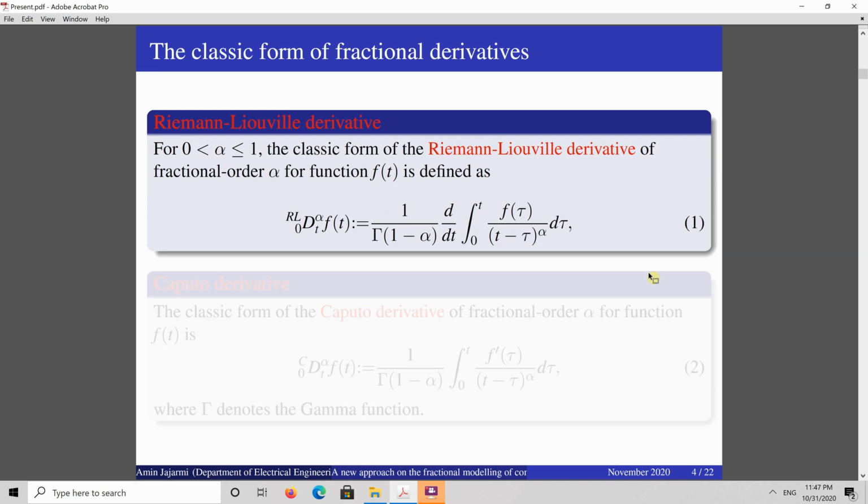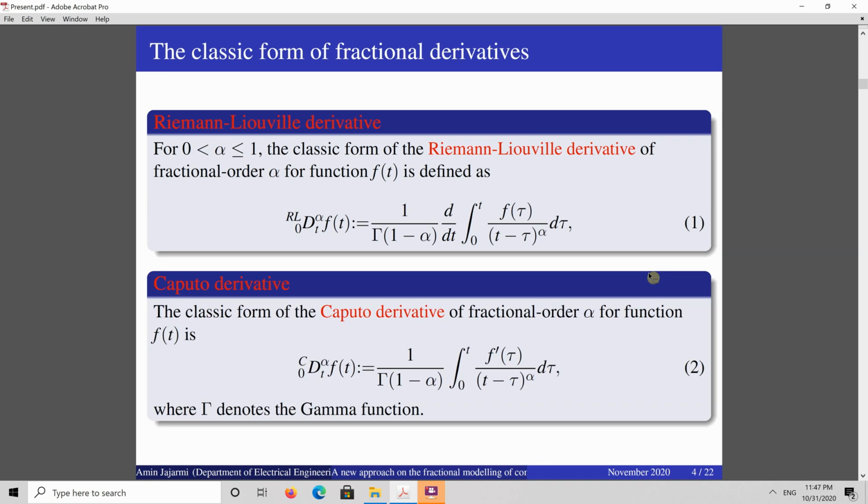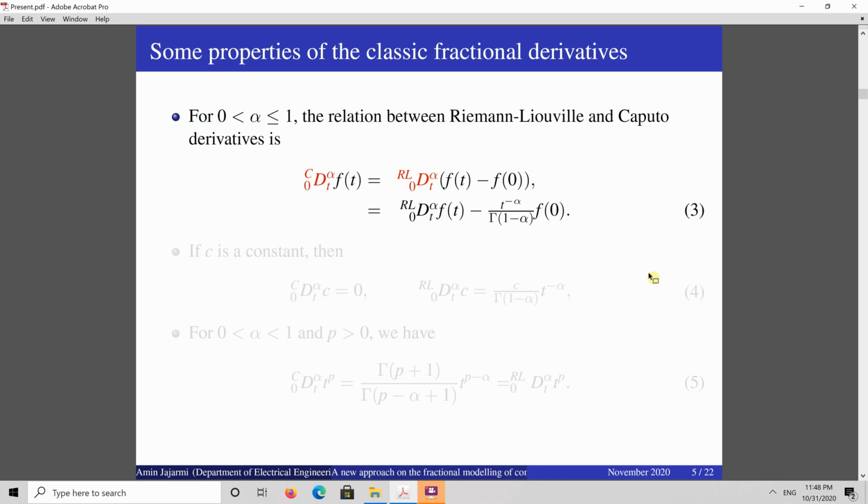Let us start with the definition of Riemann-Liouville derivative. For alpha between 0 and 1, the classic form of Riemann-Liouville derivative of order alpha for a function f is defined by equation 1. Concerning Caputo derivative, we give the next definition. The classic form of Caputo derivative of order alpha for a function f is defined by equation 2. For alpha between 0 and 1, the relation between Riemann-Liouville and Caputo derivatives is given by equation 3.